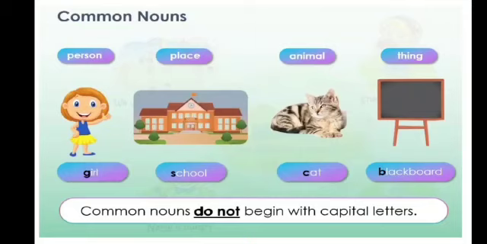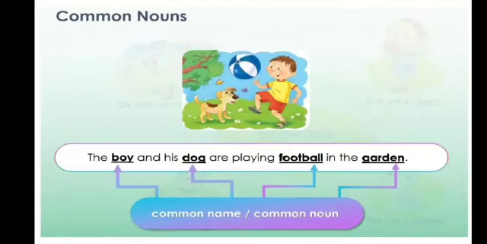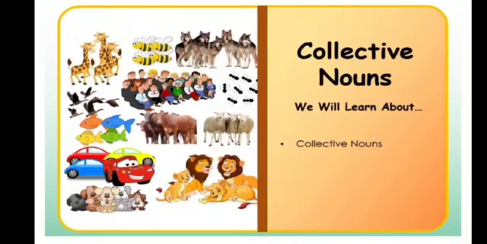Let us try to understand what are common nouns. For example, the boy and his dog are playing football in the garden. In this example, boy, dog, football and garden are common nouns. They are not special names. That is why they are called common nouns. Next we shall see collective nouns.